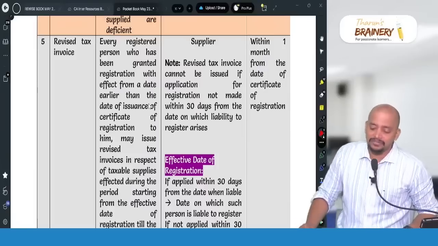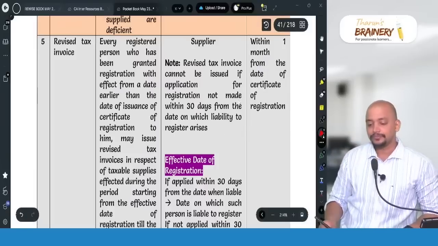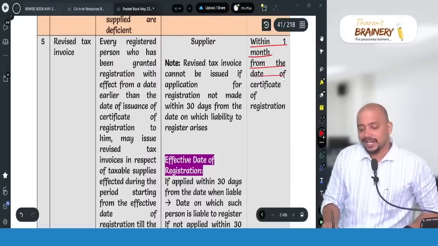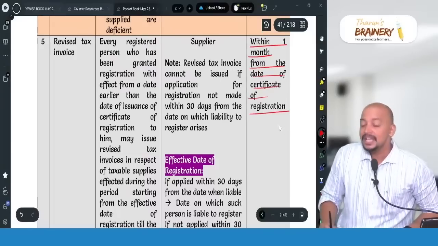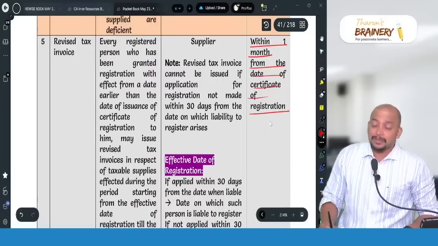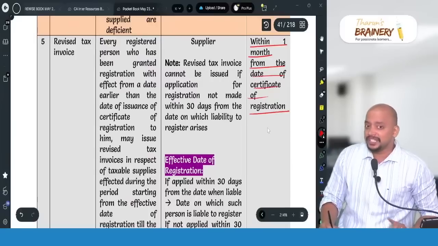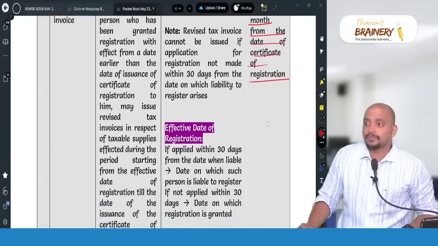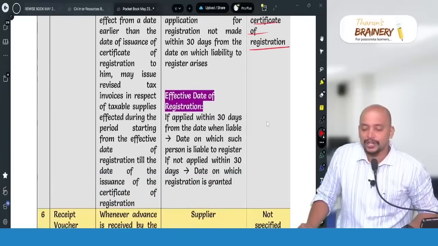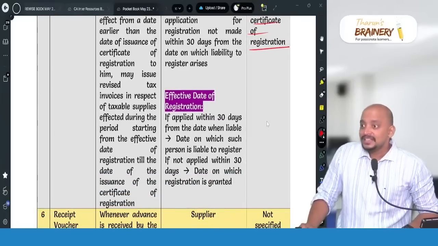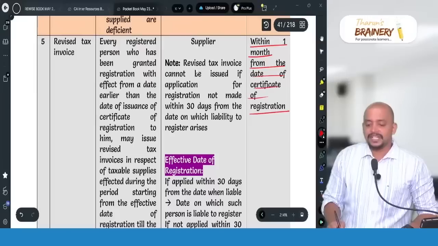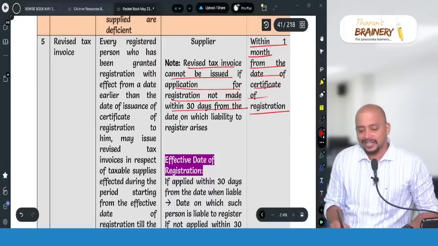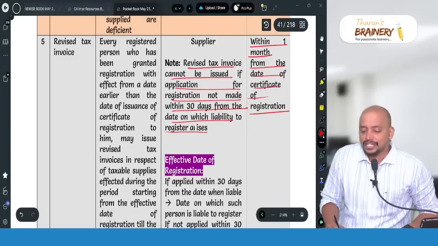What is the time limit for giving the revised tax invoice? Within 1 month, not 30 days, within 1 month from the date of the certificate of registration. And what is the time limit within which the application for registration should be made? Within 30 days. Now, what if the application for registration is not made within 30 days from the date they are liable to get registered? Then they cannot give a revised tax invoice. A revised tax invoice cannot be issued if the application for registration is not made within 30 days from the date on which the liability to register arises.